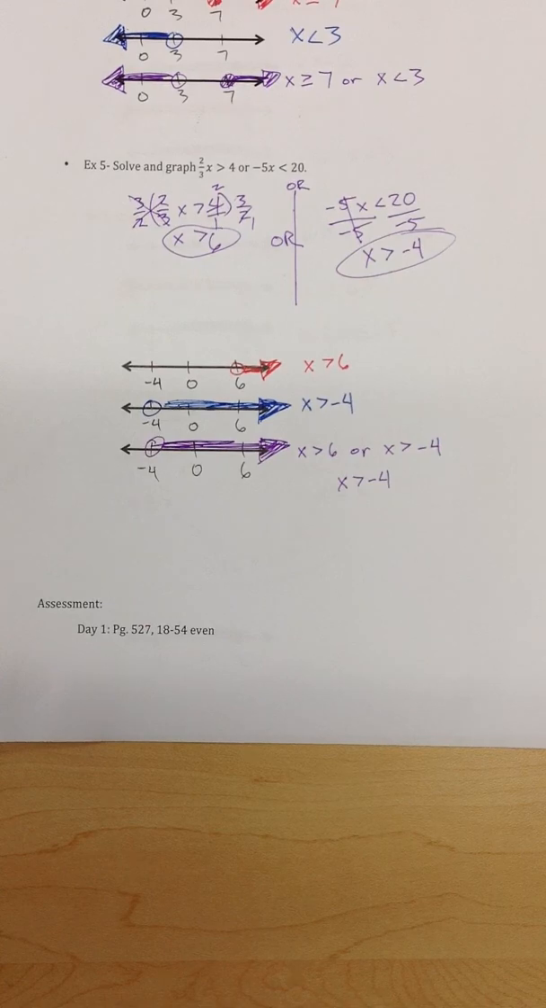Alright, so that is it for notes. So your book page assignment is 527, 18 to 54 even.